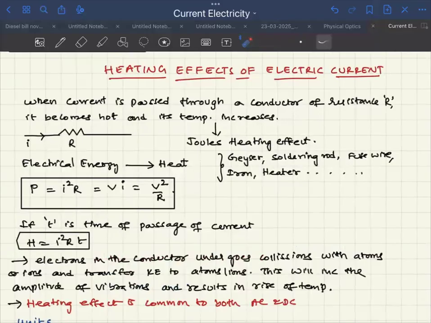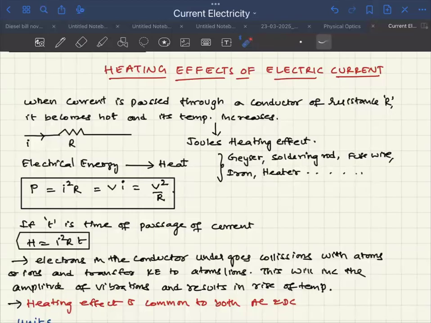I mentioned very clearly, when a current passes through the resistor, a battery has to deliver power to maintain current through that resistor, and that power is given as I square R. While I am maintaining this current, I am delivering some power to the resistor. What happens to the power delivered to the resistor? The entire power converts into the form of heat.